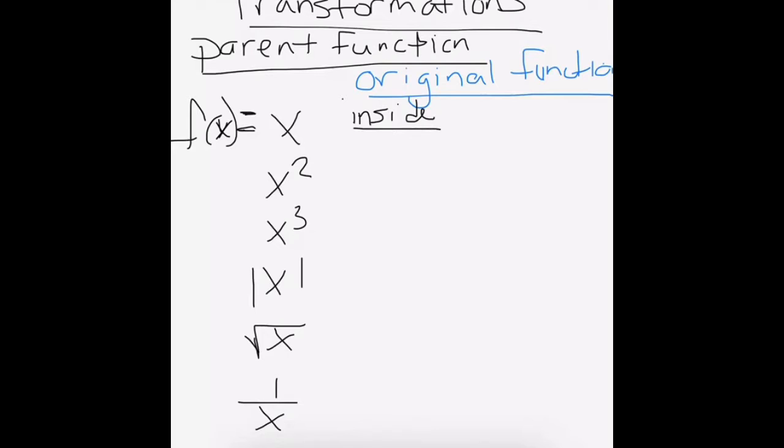Then there is inside change, which applies to the x value, and outside change, which applies to the y value. Again, it's the same type of change throughout the whole year, okay? It's just applied differently. So now we're going to look at some examples of how inside change and outside change is applied on our functions.